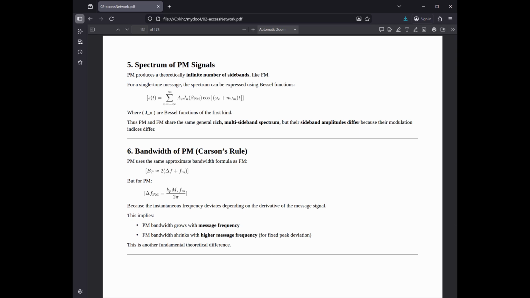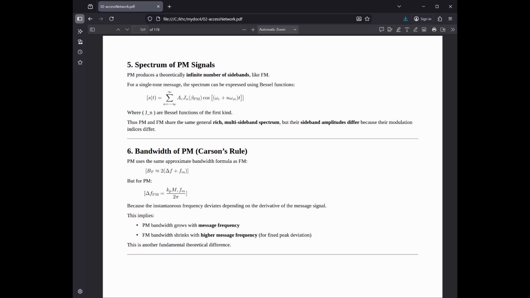Carson's rule. The approximate bandwidth of a phase modulation, PM, signal is typically calculated using Carson's rule, which provides a practical estimation of the frequency range required to transmit about 98% of the signal's power. The general formula: for a PM signal modulated by a single tone message, like a sine wave, the approximate bandwidth is B ≈ 2(β + 1)fm, where β is the modulation index, the peak phase deviation in radians, and fm is the frequency of the modulating message signal.